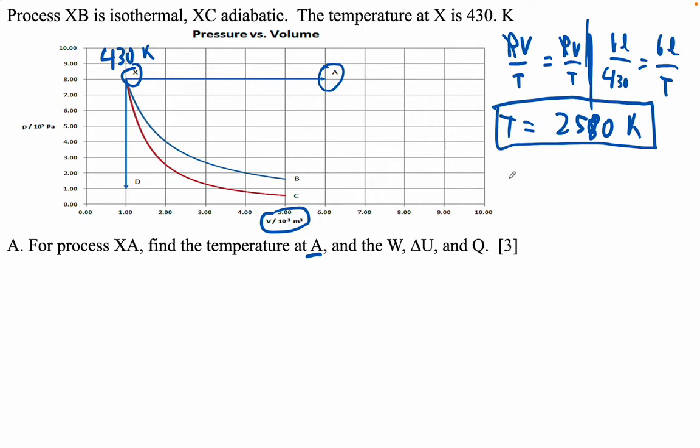Well, work is going to be pressure times change in volume, right? So pressure times change in volume, and the pressure is 8 times 10 to the 5th, right? Notice that the pressure stays the same, so we don't have to do anything too clever. And then our change in volume is 6 E minus 3 minus 1 E minus 3, right? Because this is 10 to the minus third. Okay, so let's do that. 8 times 10 to the 5th times 5 times 10 to the minus 3. Guess we didn't need a calculator for that. That's 4,000.